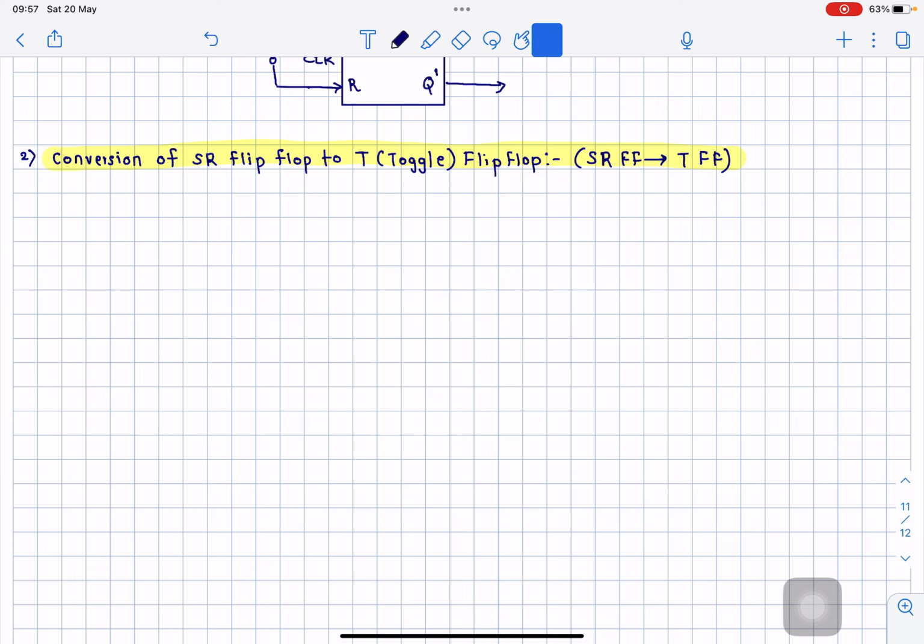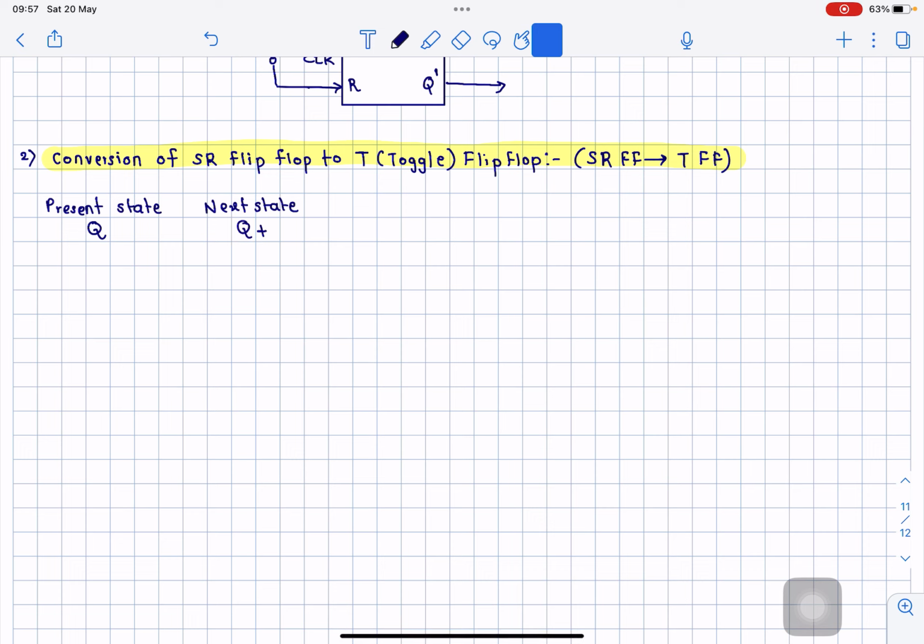Again, let us build the table. We need to write the present state, next state, then the inputs for the T flip-flop, and then the inputs for the SR flip-flop. So let us write present state. How is the present state of the flip-flop indicated? It is indicated as Q. And the next state of the flip-flop is indicated with Q plus.